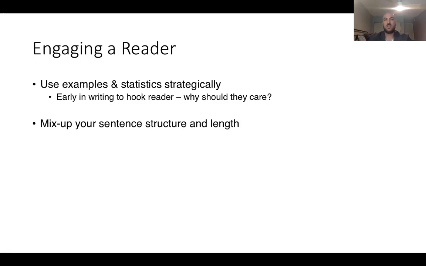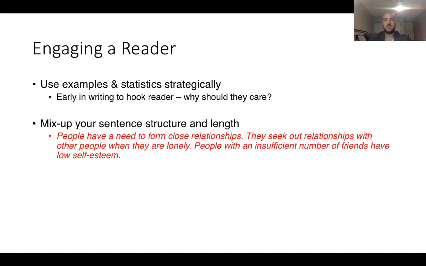Another useful trick to engage your reader is to mix up your sentence structure and length. So when you're writing, if all of your sentences are all really long or all really short or all medium length, it gets kind of monotone when you're reading it. So imagine this sentence or this short paragraph. People have a need to form close relationships. They seek out relationships with other people when they are lonely. People with an insufficient number of friends have low self-esteem. It's like, I get what you're saying here, but all those sentences are kind of blah.